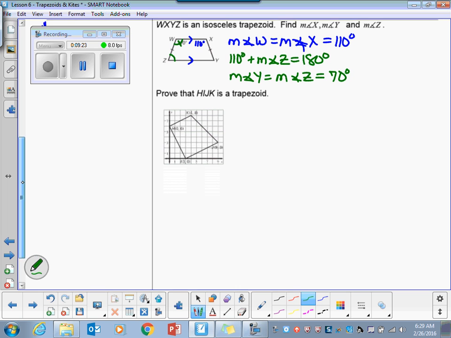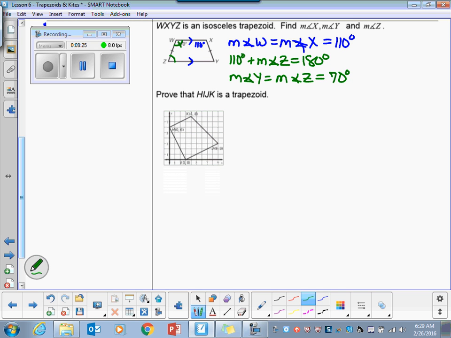Oh, that's the most beautiful word in the world. Prove. I know how much you love your proofs. Statements and justifications.